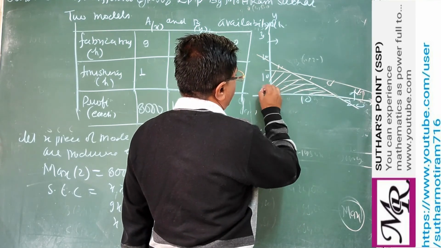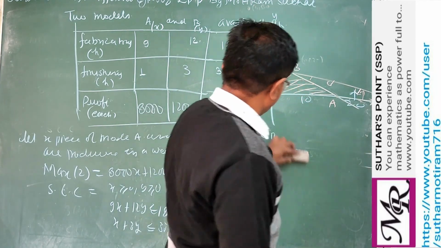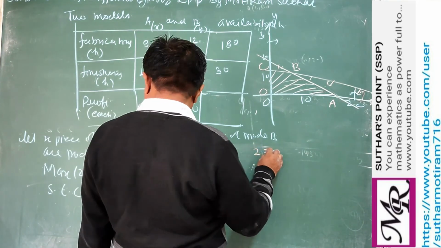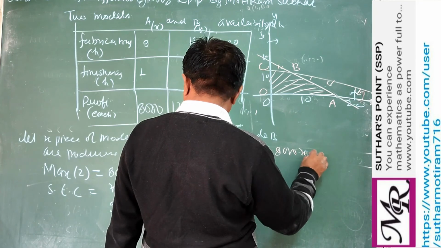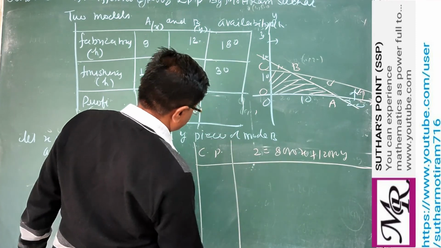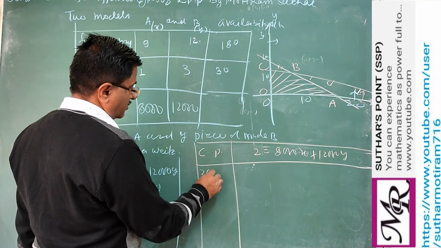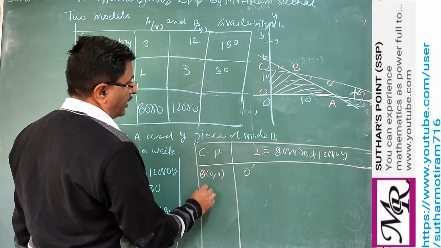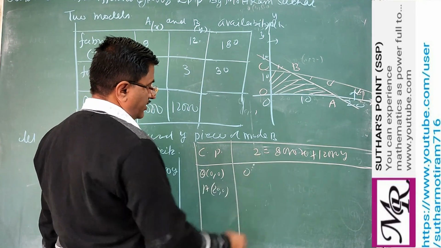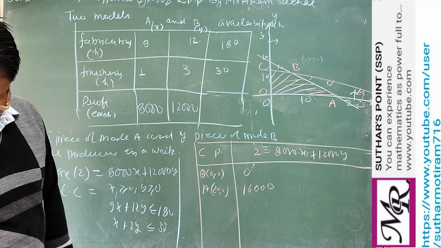So dear student, you can find the corner points B and C. We find the corner points and the value of Z, that is 8000x plus 12,000y. So put in the values for Z. At the origin, it is 0. Then A has coordinates 20, 0. Putting in 20, that is 16, 1,60,000.